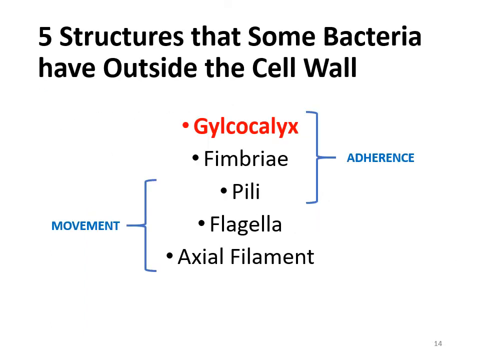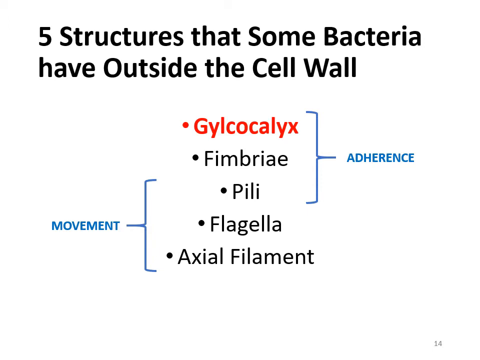Okay, so in addition to having the cell wall, some bacteria may have some other structures outside of the cell wall. So ones to remember are the glycocalyx, fimbriae, pili, flagella, and axial filaments. And all of these you'll hear at various times throughout the course.